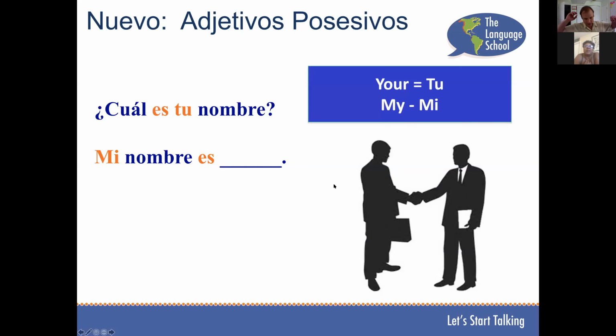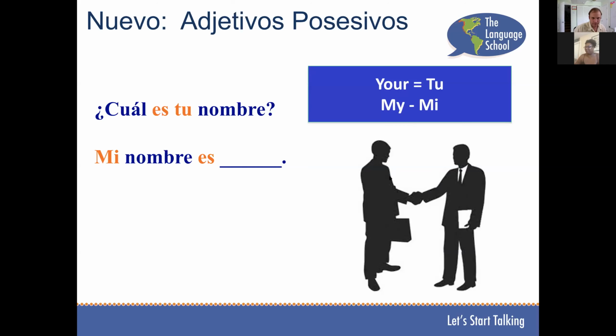Mi nombre es 303. Cuidado. I'm asking for your name, not your number. Nombre, not número. Everybody makes that mistake. Stephanie. Número. So ¿cuál es tu nombre? Mi nombre es Stephanie.